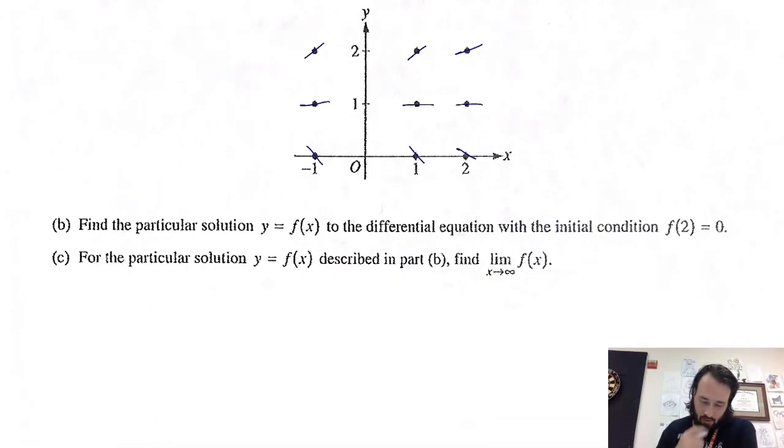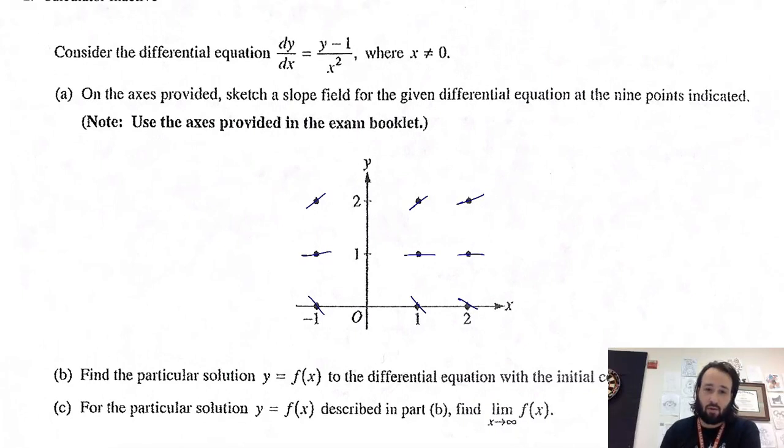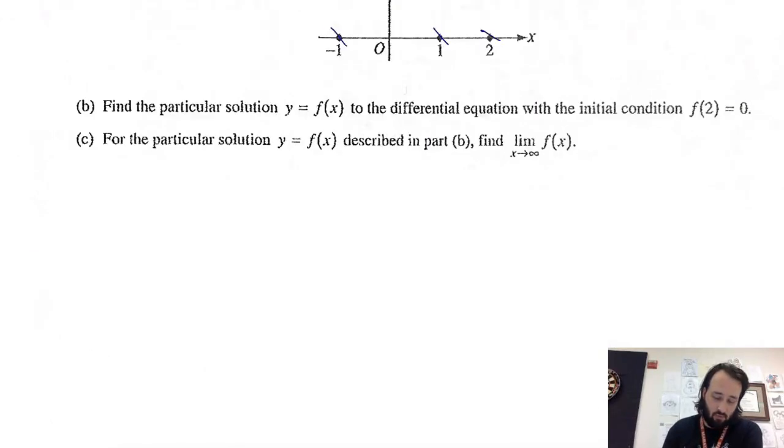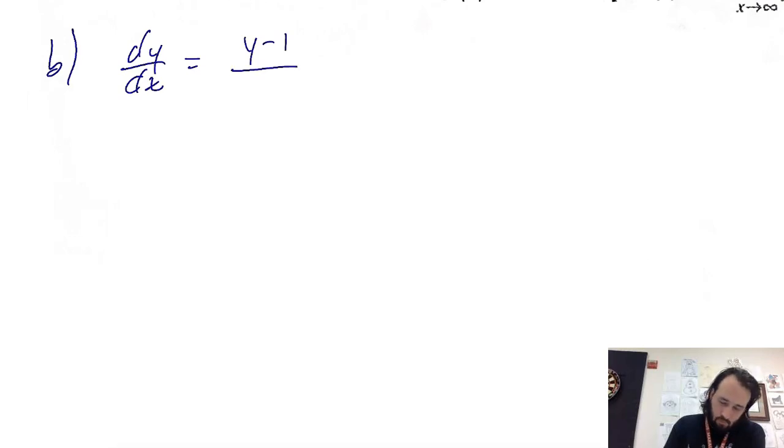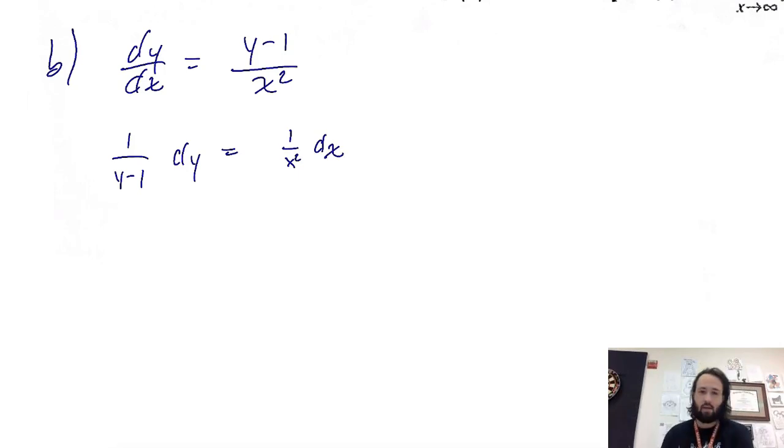So we have find the particular solution at f of 2 equals 0. So this is again where we're going to have to show the separation of variables. So let me go ahead and copy down dy/dx as y minus 1 over x squared. All right, now I have to do the separation of variables. So this would be 1 over y minus 1 dy equals 1 over x squared dx. That is your separation of variables that you can then do the integration for.